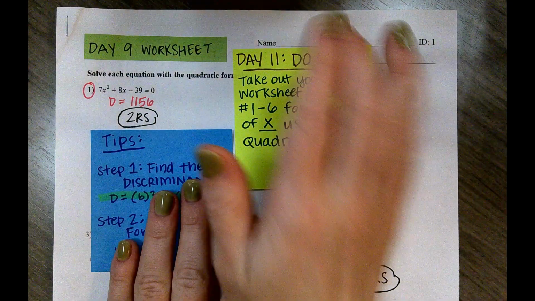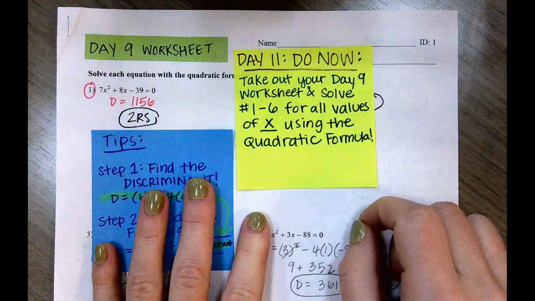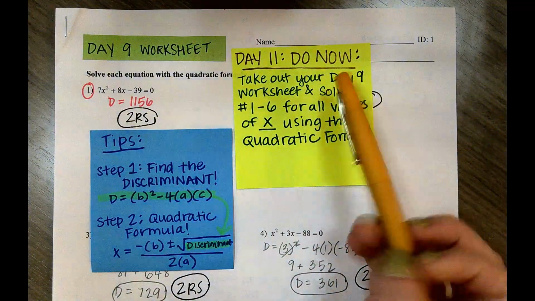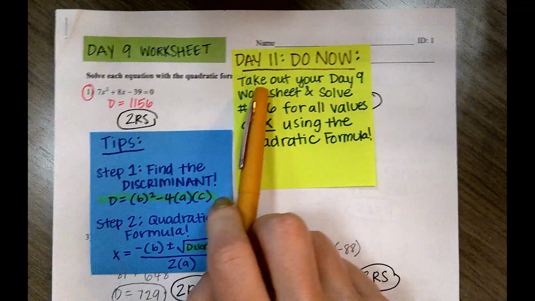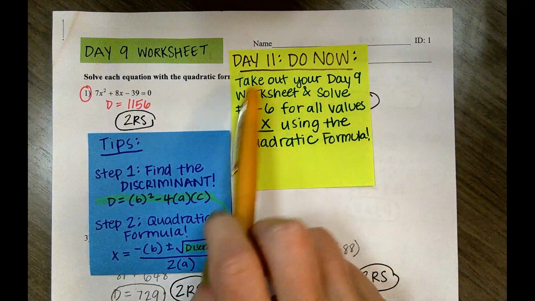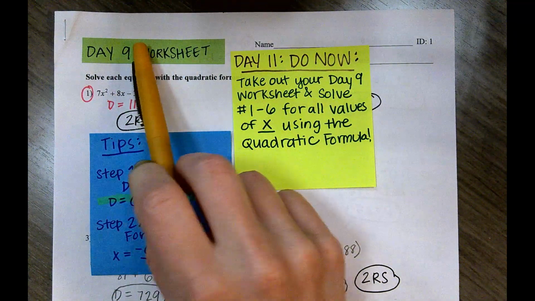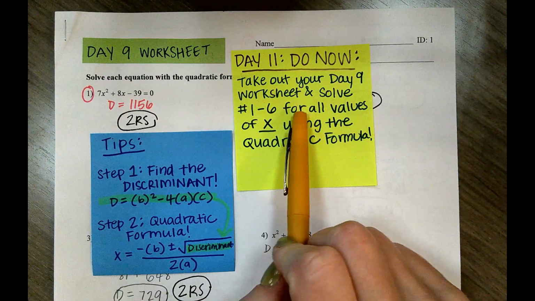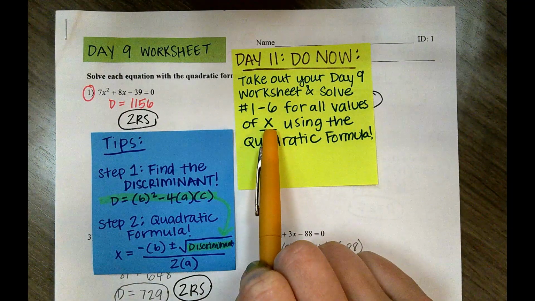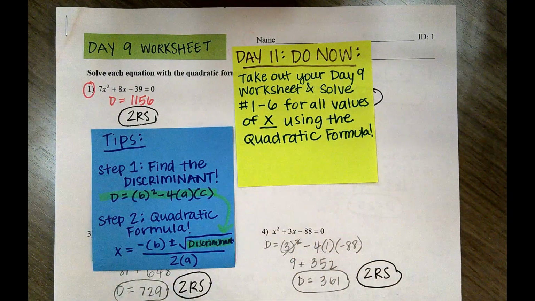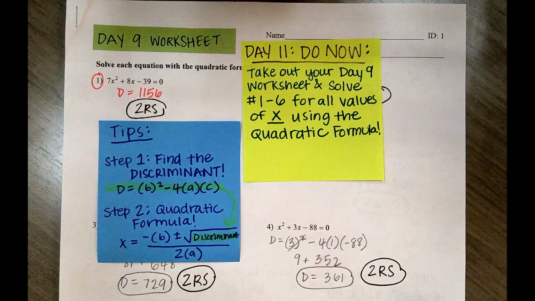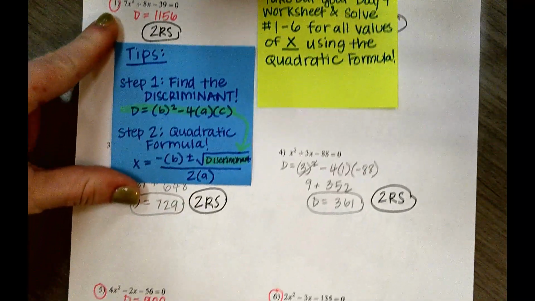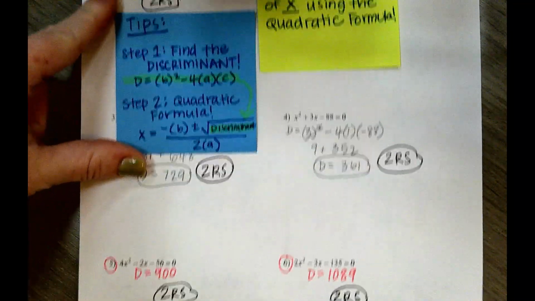This is day 11 in Algebra 2. And for your do now, I told you, or wrote up here, to take out your day 9 worksheet, the one with green on the top, and try to solve numbers 1 through 6 for all values of x using the quadratic formula. Now, throughout the week, we already found the discriminant for all of these problems.